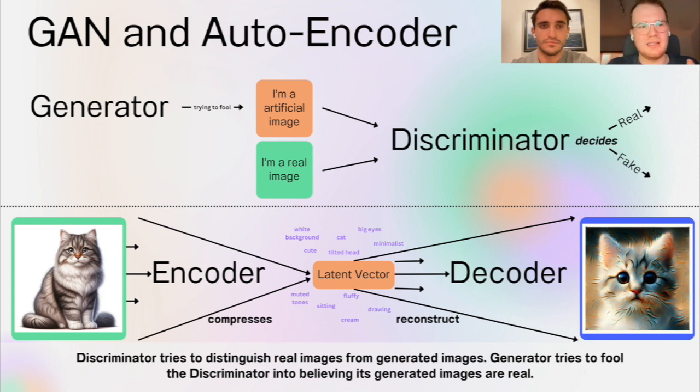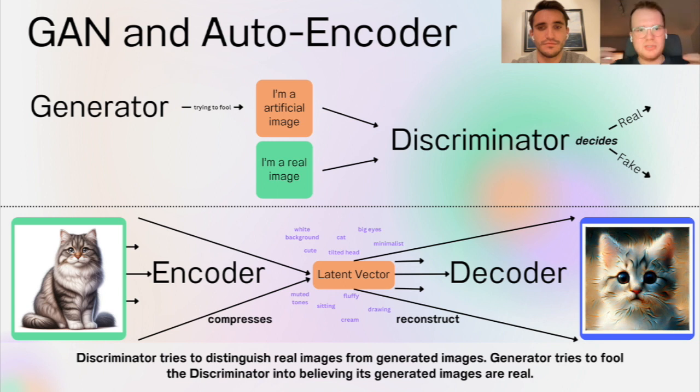That's a very basic architecture, and again, it consists of a generator and a discriminator. The generator's purpose is to fool the discriminator into believing that its generated images are real images. But at the same time, the discriminator tries to distinguish artificial images, also called generated images, from real images. And this is like an adversarial game, so adversarial learning happens.